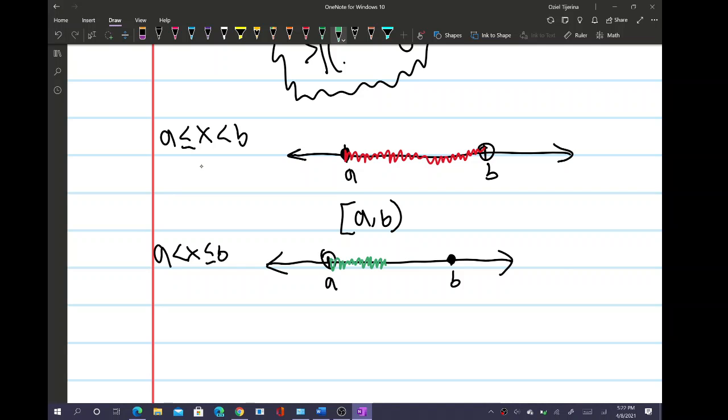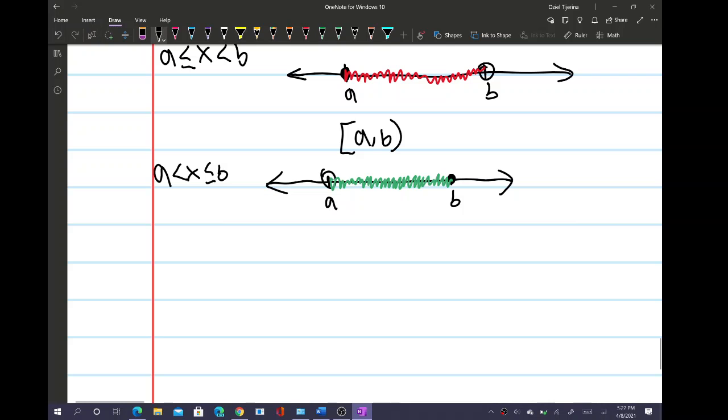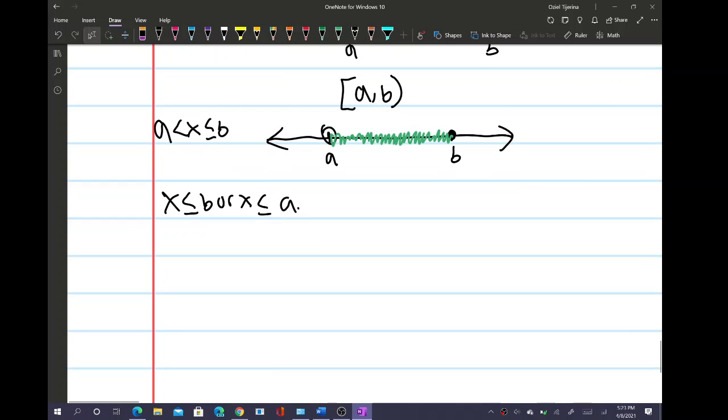It's that simple. Do not think about, oh, do I shade left, right, up, down? Don't think about it too much when you have something like this. Now, unless they gave you something like X is less than or equal to B, or X is greater than or equal to A, or X is less than or equal to A, then okay, that would be different. But obviously, I don't even think they teach that until pre-calculus, to be honest.